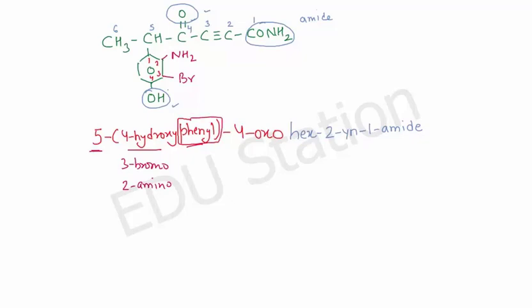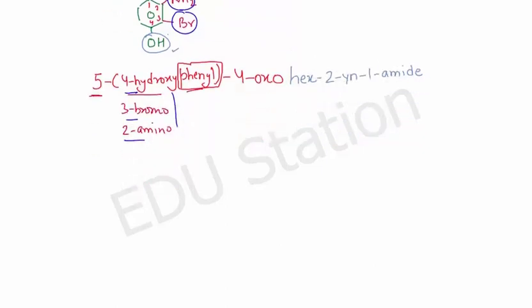Whatever extra groups are there, they'll be written in alphabetical order. So if these 3 are there, first I'll write amino, then bromo, then hydroxy. So this will remain phenyl with all these substituents. Now the complex can be present on a straight chain also. Let's take an example.